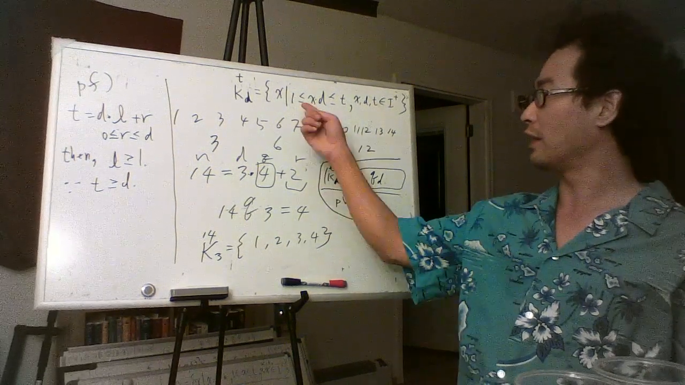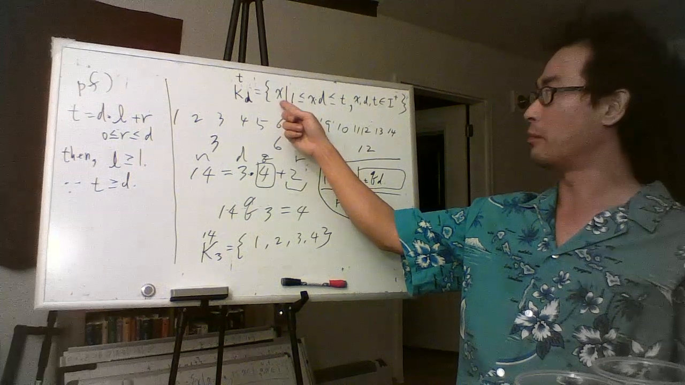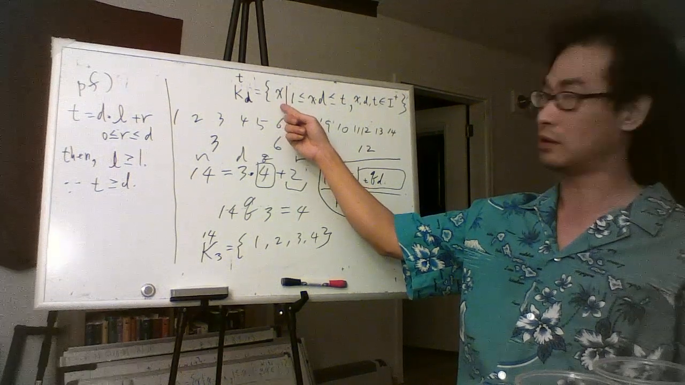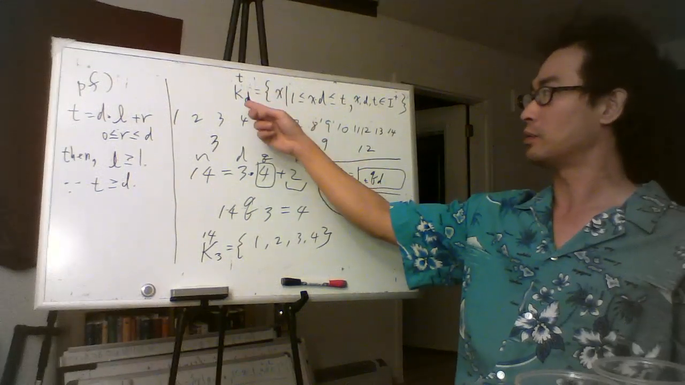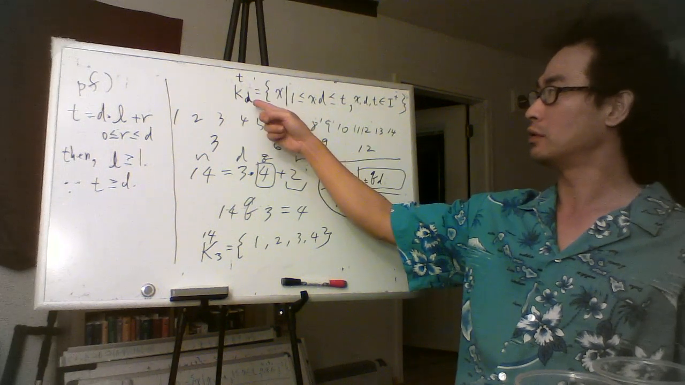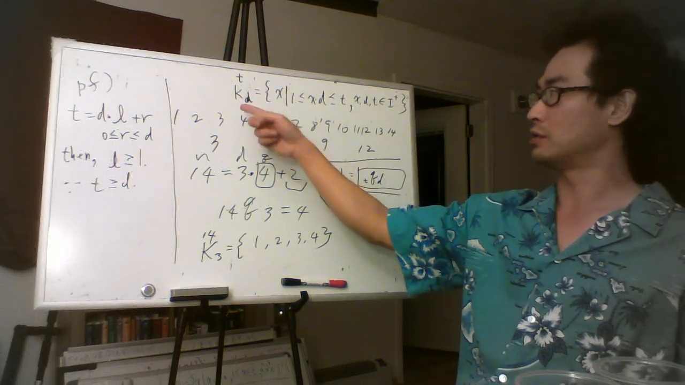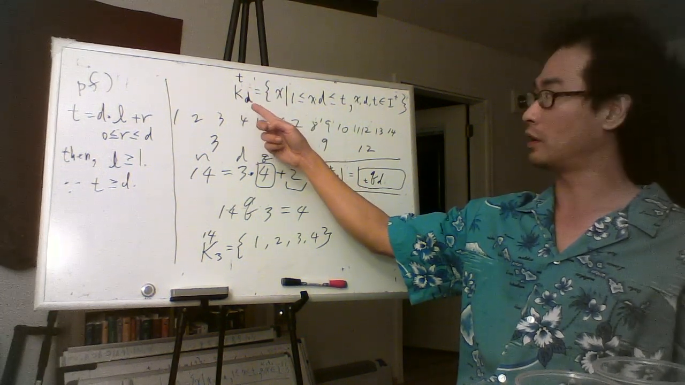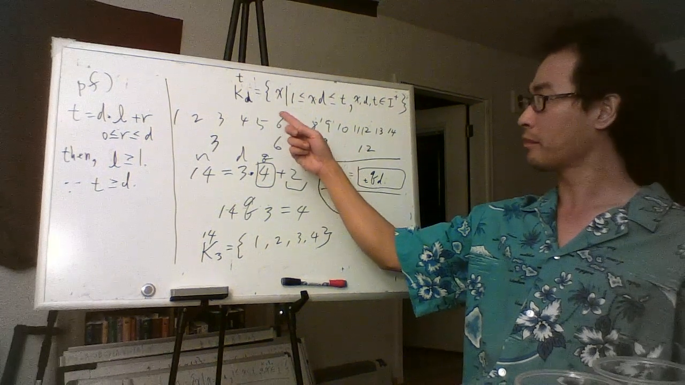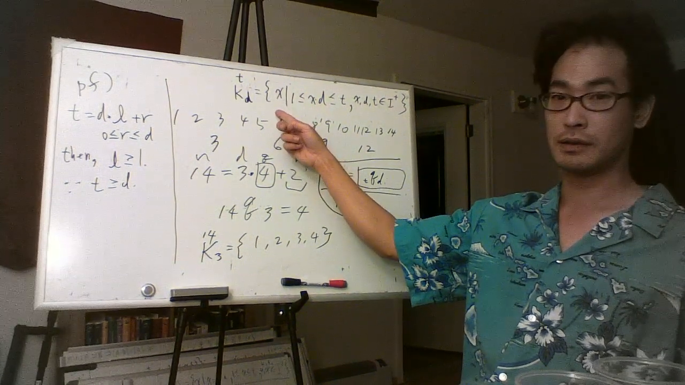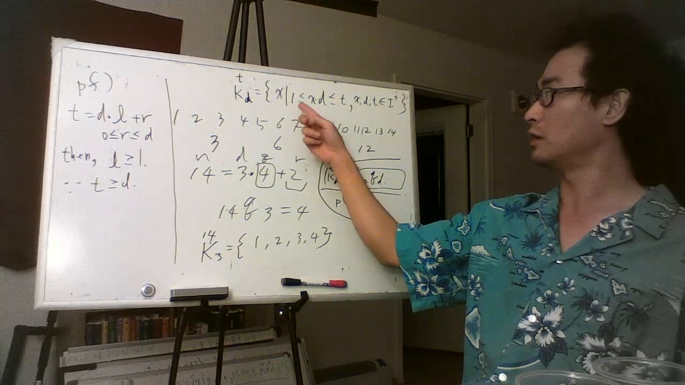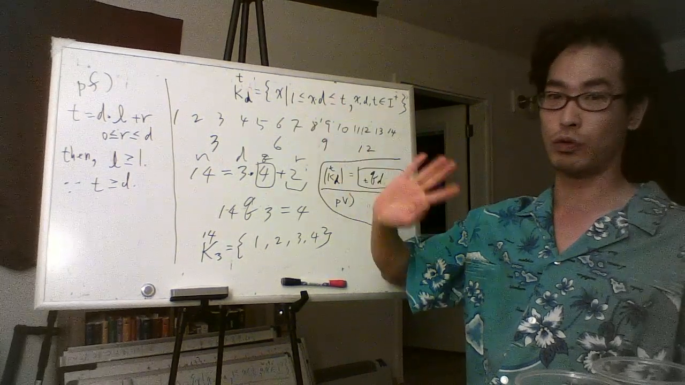Alright, so we define x as a member of this set. It's a set function because you take in two variables, two numbers, and the output is a set. That's why it's a set function. Whose member is x? And x has to be 1 or more. We don't care about 0.